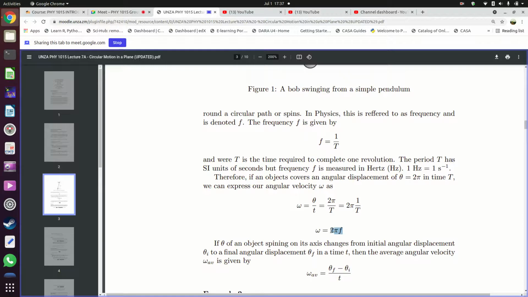This is another way of expressing the angular velocity. You can find out what the angular velocity is by multiplying 2 pi by how many times this particular object is going around a circle per second, which is what is referred to as frequency, measured in hertz. Is this clear? Omega is equal to 2 pi f.